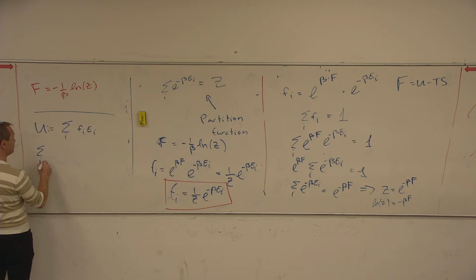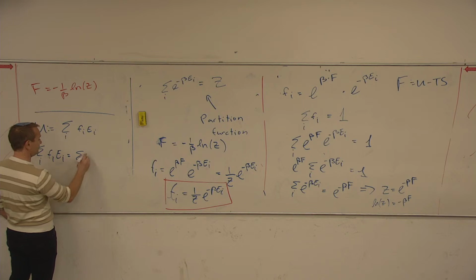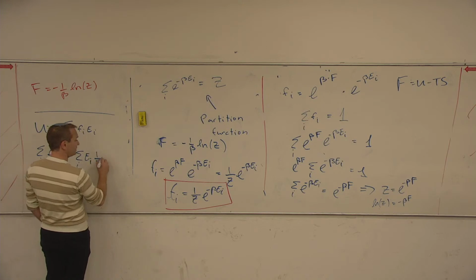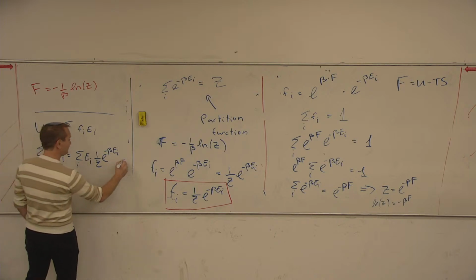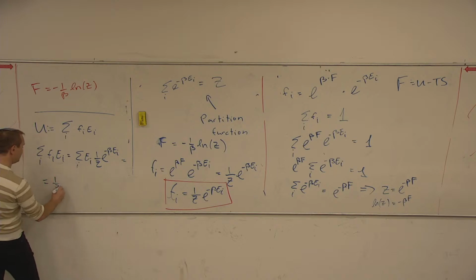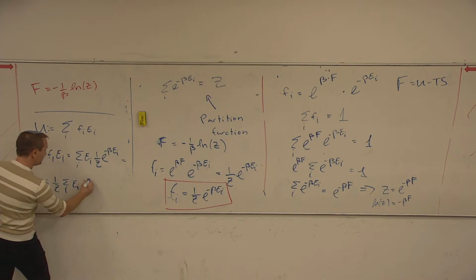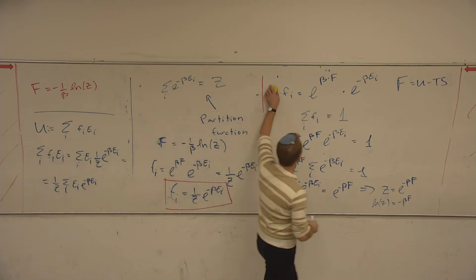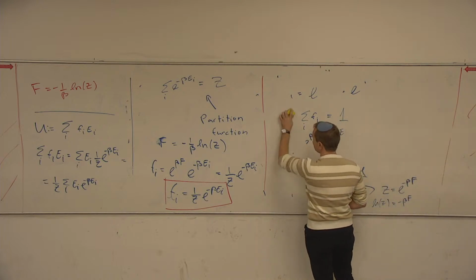So what is the sum over i of p_i E_i? It equals the sum over i of E_i, and instead of p_i, I'm writing this formula over here: 1 over Z, e to the power minus beta E_i. I can take this Z out, and have 1 over Z, a sum over i of E_i e to the minus beta E_i. What do we do next? How do we compute the sum? Z, we don't care. What?